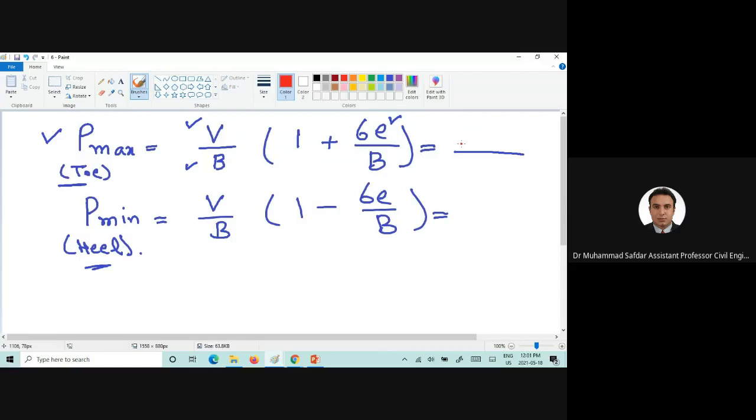120. Yeah, that seems to be the right value. And how about the minimum base pressure? 21.22.